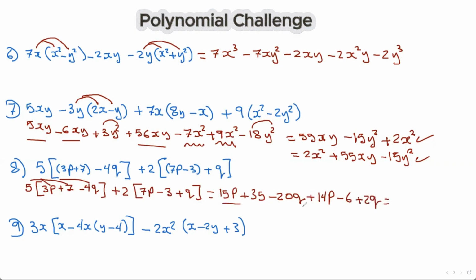Like terms, this and this, cannot use the same line. So here we're going to have a wiggly line on this and this because they're constants. And here we're going to have the hat on this. So 15p plus 14p is 29p. And 35 minus 6 is plus 29. And negative 20q plus 2q is negative 18q.